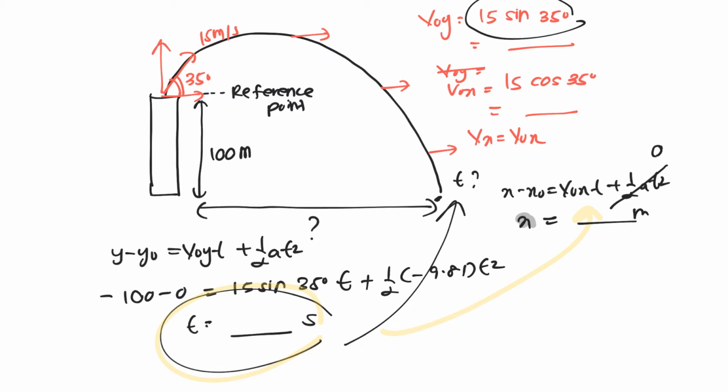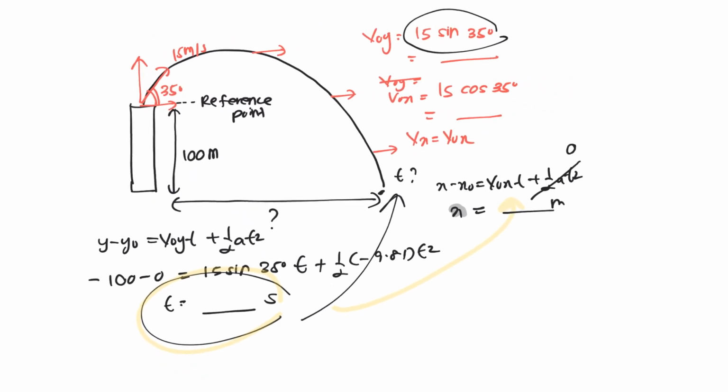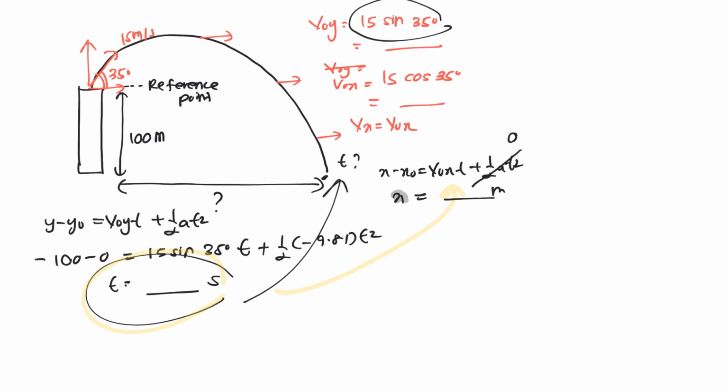So for example, if the question asks you to find the velocity at the maximum point, please do not put it as 0. Why? Because when it comes to velocity, velocity is a vector. Velocity is a vector, so you need to give your answer in terms of magnitude and also direction.